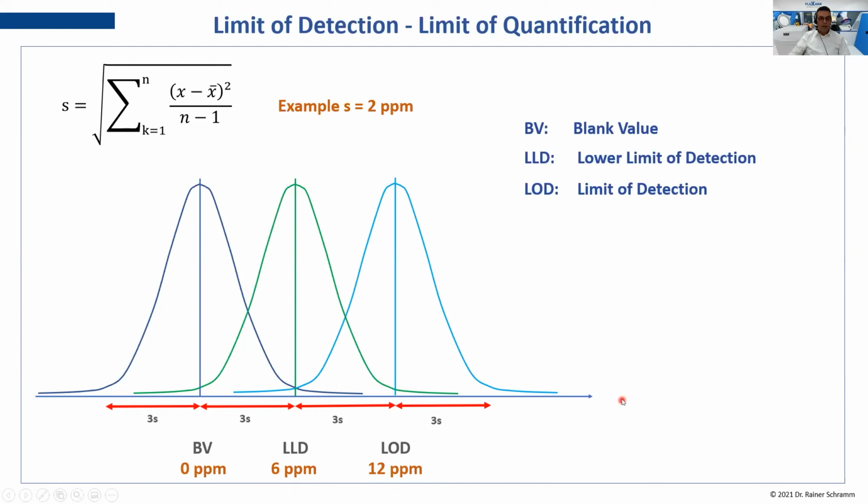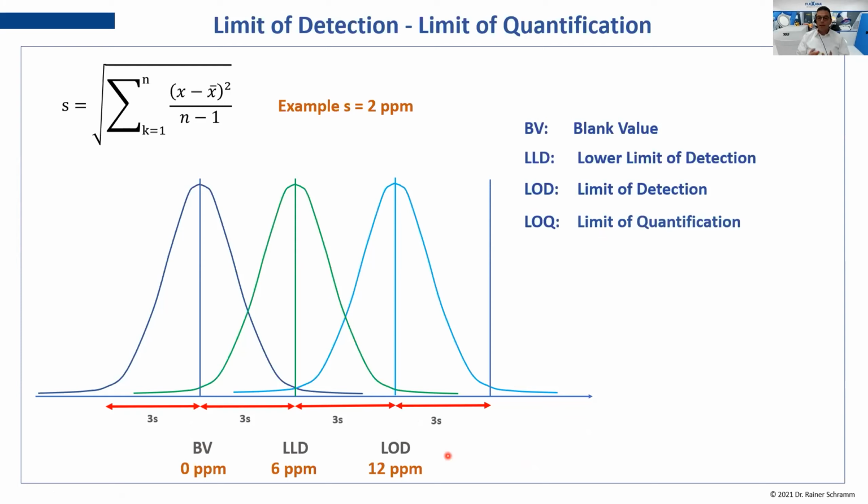And if you go to the limit of quantification, then normally what the laboratories are using is 3 times the detection limit, or in this case, 9 sigma, until here. So in this way, you have the full possibility of calculating your lower limit of detection, your limit of detection, and the limit of quantification. In this way, it's easy to do.